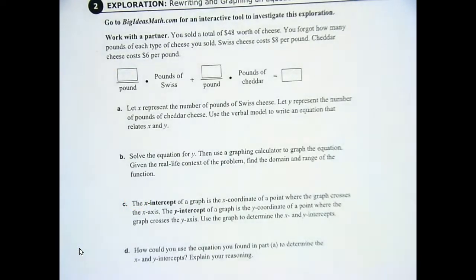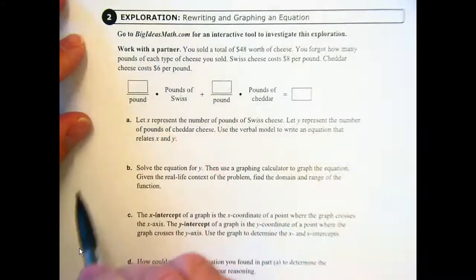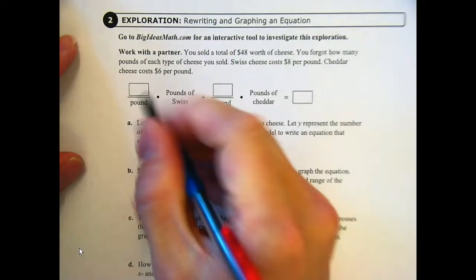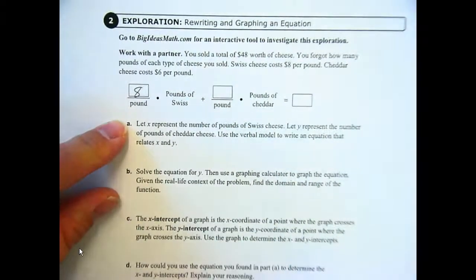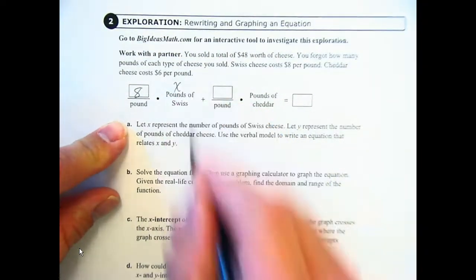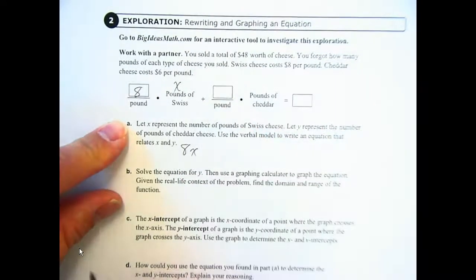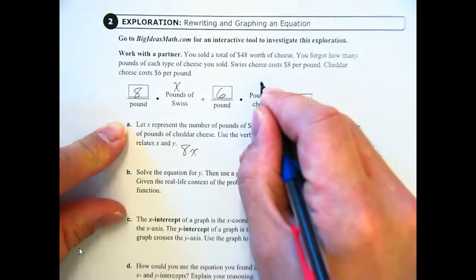Okay, ladies and gentlemen, I'm going to pause for a minute. Very good. Kellen, you got anything right here we can use? 8? Good. So 8 pounds. So it's actually $8 per pound, right? Okay. And we're calling Swiss cheese x, so that would be 8x, right? And what do we got per pound of cheddar? 6, and we're calling cheddar y.